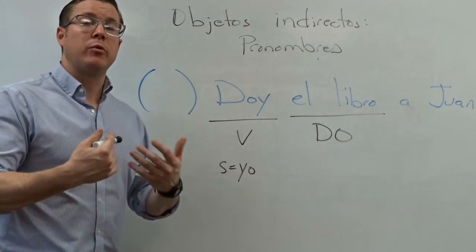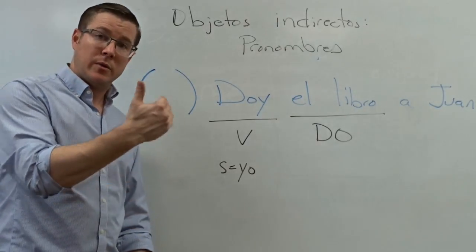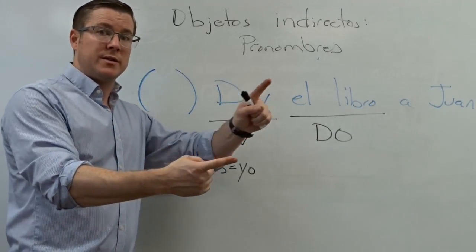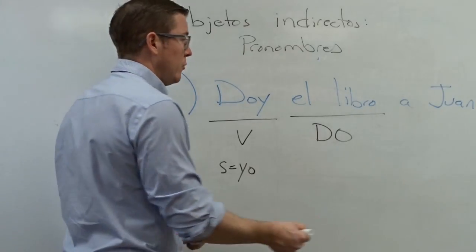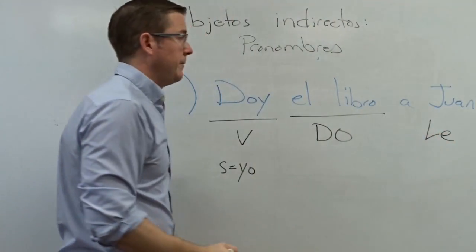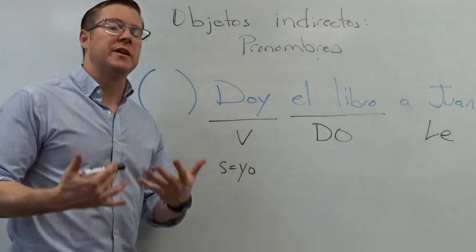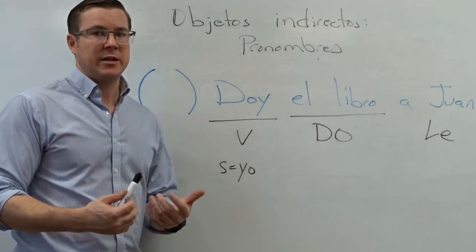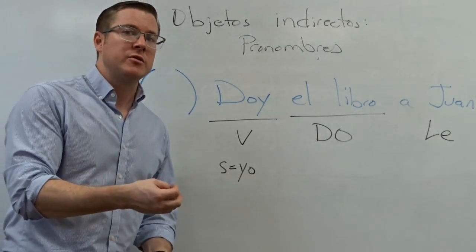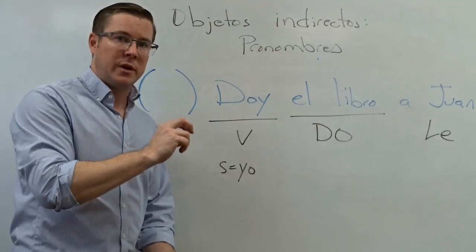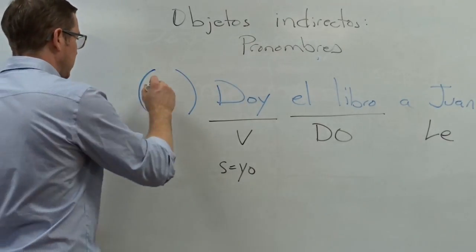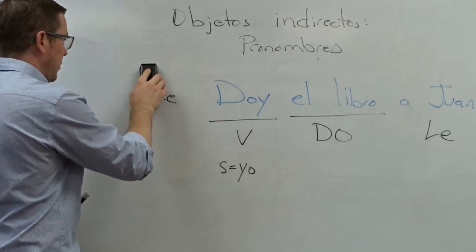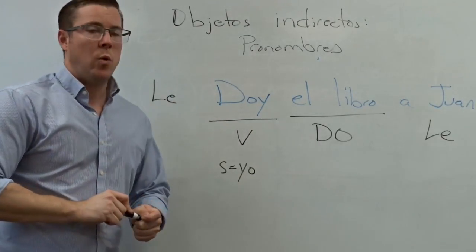Well, what would be the pronoun that goes with Juan? Well, it's third person, not giving it to me, not giving it to you, I'm giving it to him. So my object pronoun will be le. Okay, so where do I want to put this object pronoun? Go back to those original rules from the direct object lesson. I want to put that indirect object pronoun before the conjugated verb. Le doy el libro a Juan.